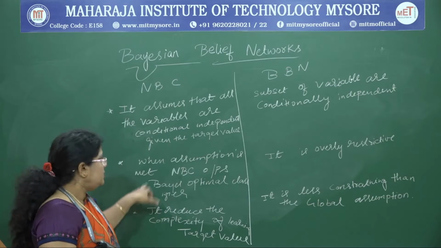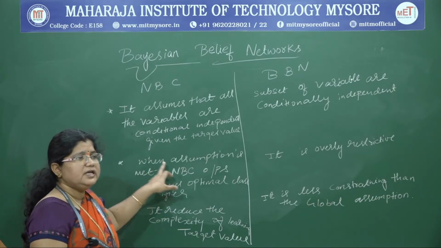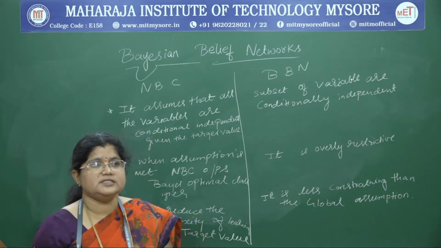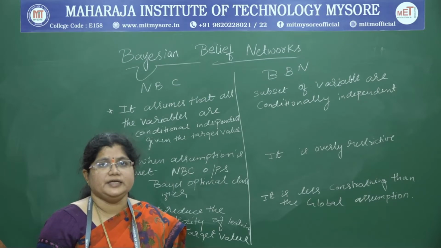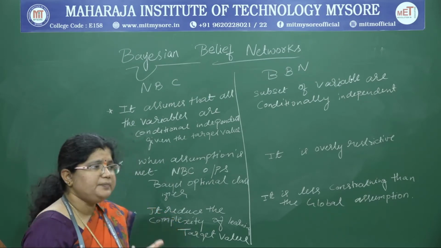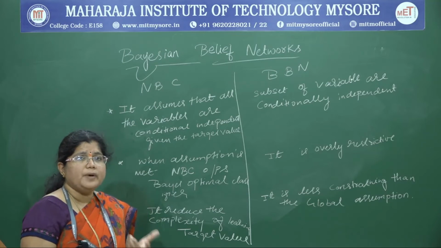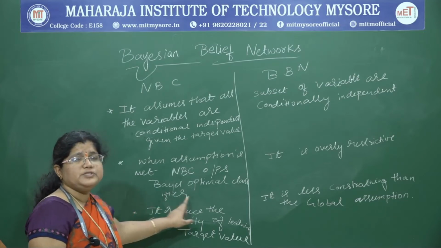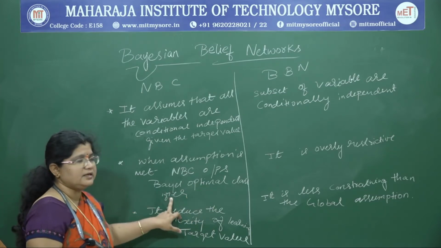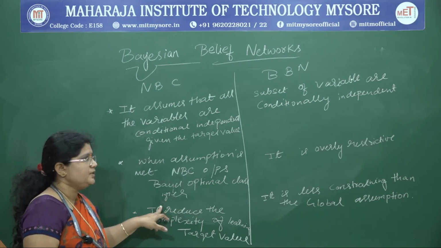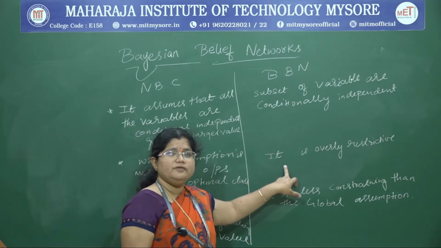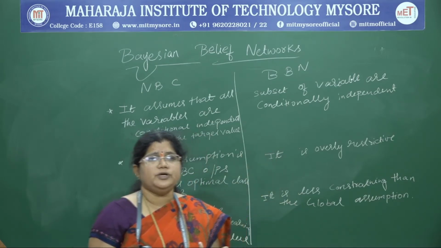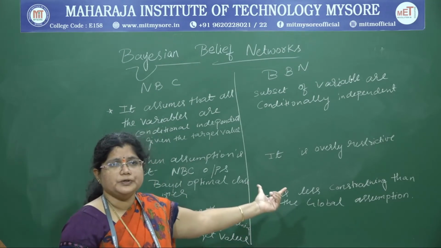Second difference: with the Naive-Bayes classifier, the user can predict the output, and that predicted output must match the Bayes optimal classifier. But when we obtain the output from the Bayesian belief network, that output is a restricted output.